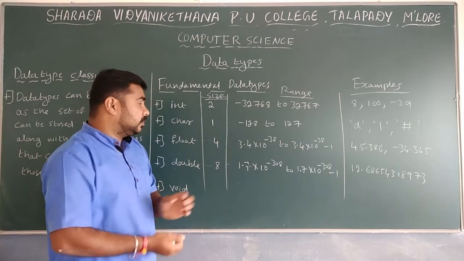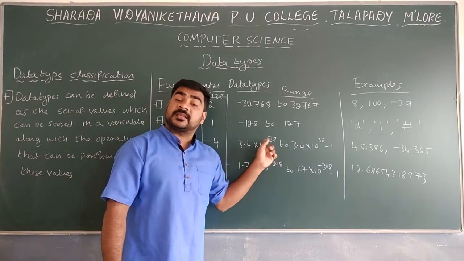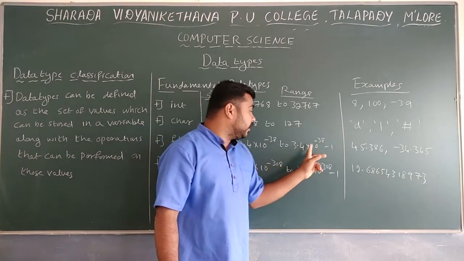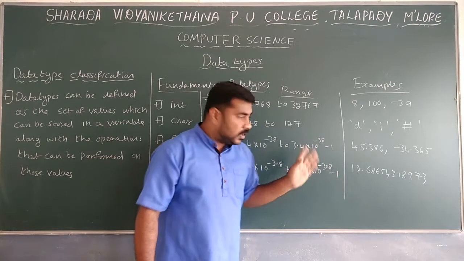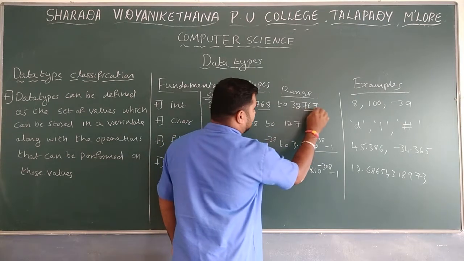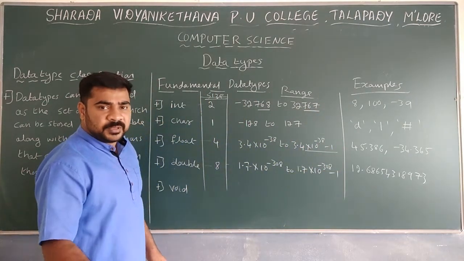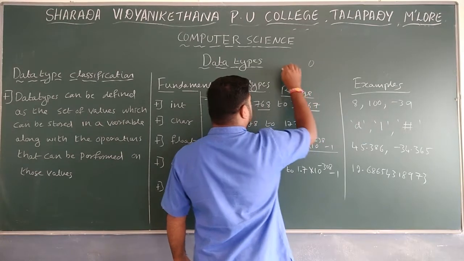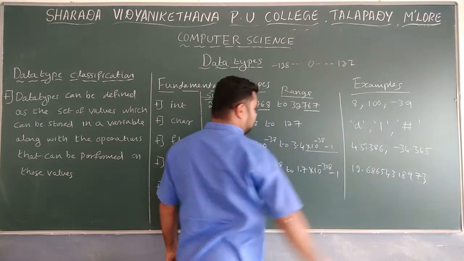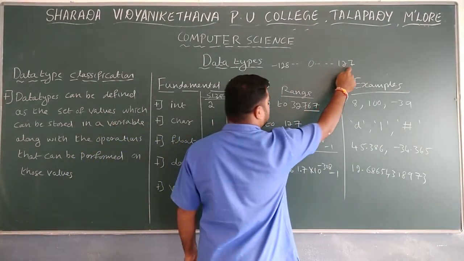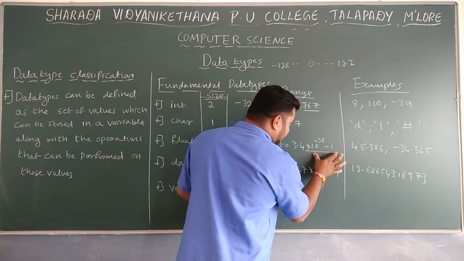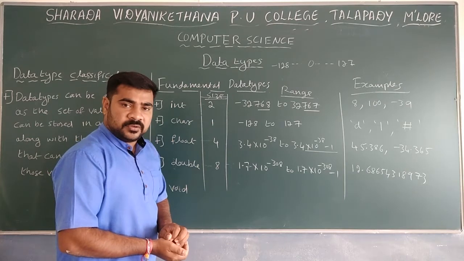Here the range is 3.4 into 10 raised to minus 38 to 3.4 into 10 raised to 38 minus 1. So why minus 1 here? Because if you take 768 to 767, one number will be less because 0 is included. So minus 128, then 0, then 127. So this is a range. If you take the left side and right side, one number will be lesser. To provide for that, we are using minus 1 here.